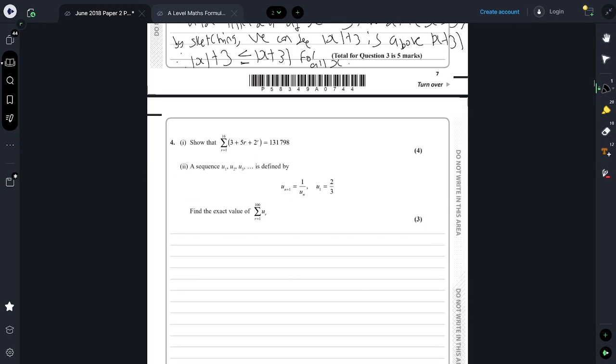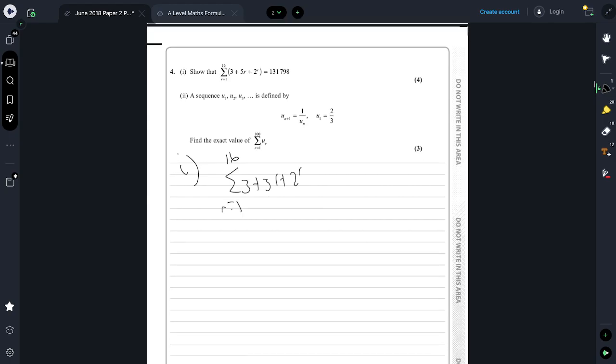Okay, question 4. Sequences and series. Lovely, lovely. We got this question here. It's saying, show that the sum from r equals 1 to 16 of 3 plus 5r plus 2 to the power r is equal to some number here. Obviously, we're going to have to work this series out. Hopefully you realise we're summing all of this. So we're substituting r is 1, r is 2, r is 3, r is 4 until 16, and we're adding them all together. So that's what this sum means here.